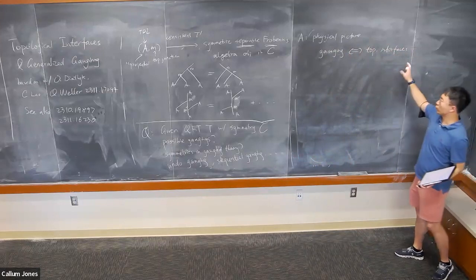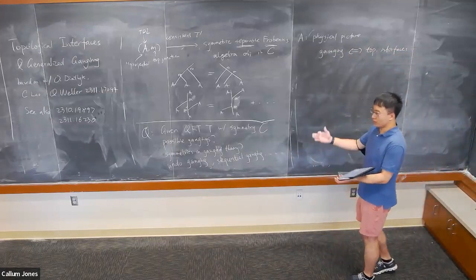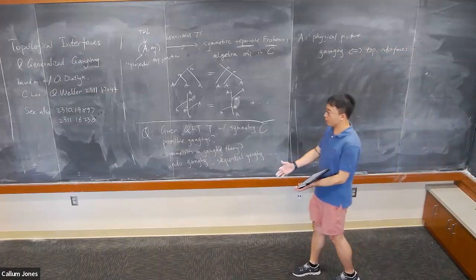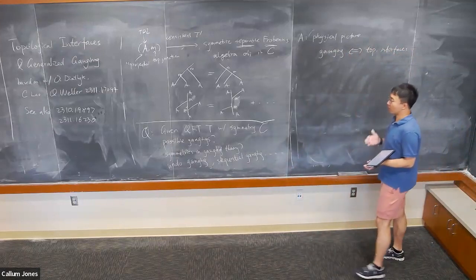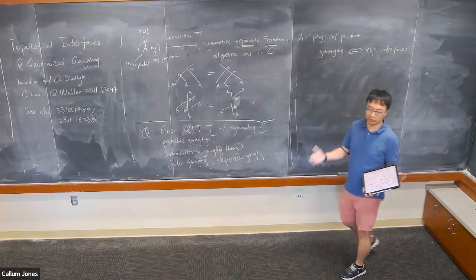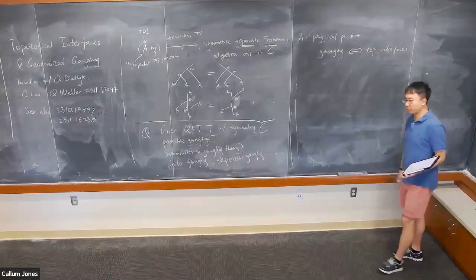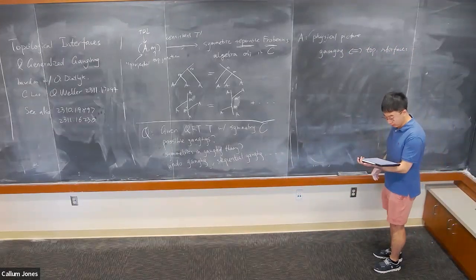Okay? So topological interfaces, you can think about as follows: instead of topological defects, which are codimension-one objects that are topological in the given quantum field theory, topological interfaces are just topological objects, codimension one, that interpolate between one quantum field theory and another. So in particular, topological defects are a special type of topological interfaces in the same quantum field theory.